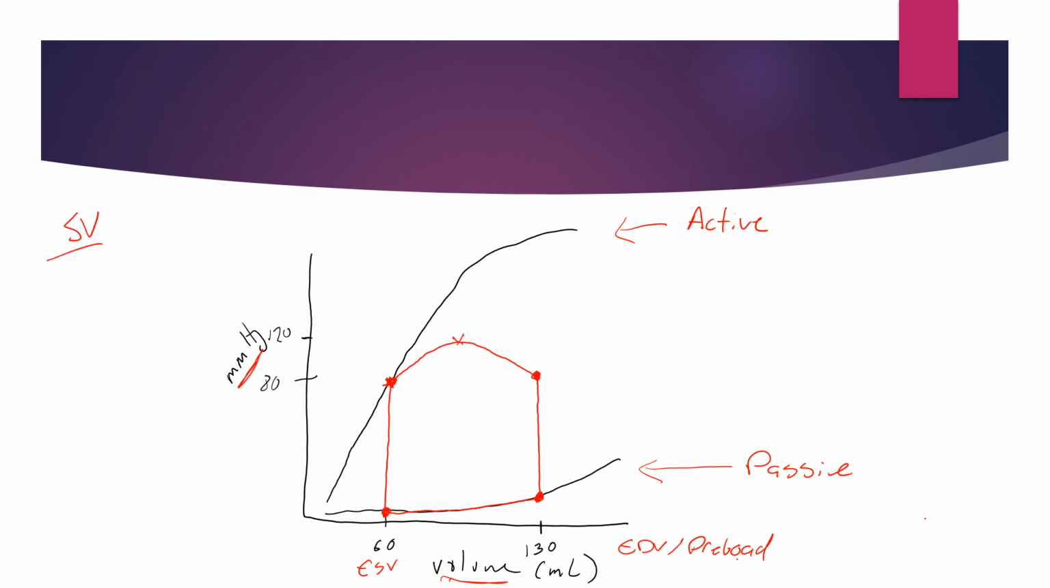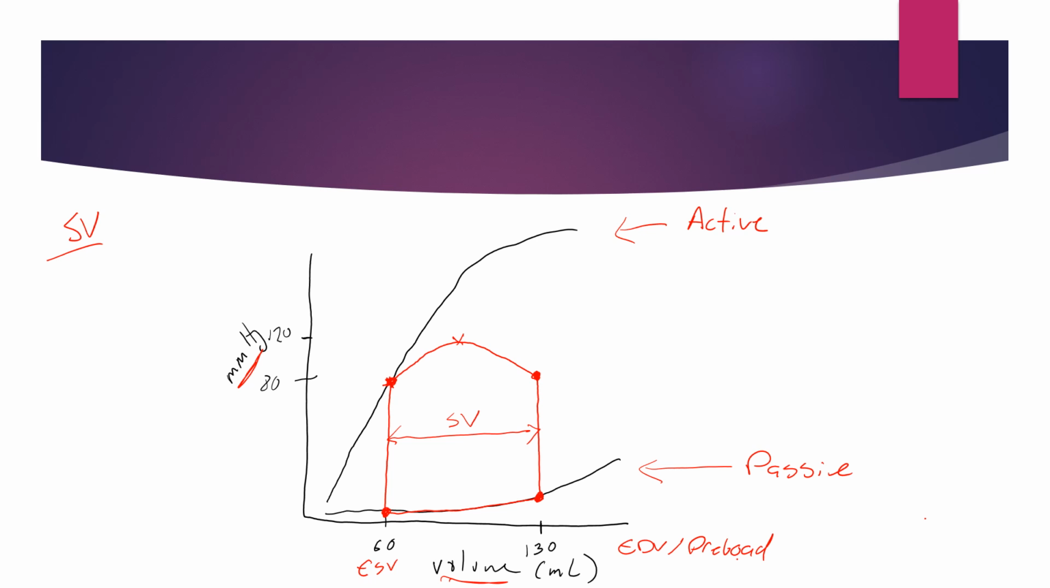So for example, we started with end diastolic volume of 130, and we ended up with 60 as our end systolic volume. So the difference between those two is 70 mLs. So under our normal conditions, we've ejected about 70 mLs. That's our stroke volume there. And as you know, there's three factors that affect stroke volume. That's preload, afterload, and contractility.